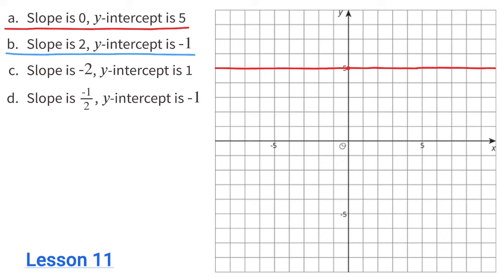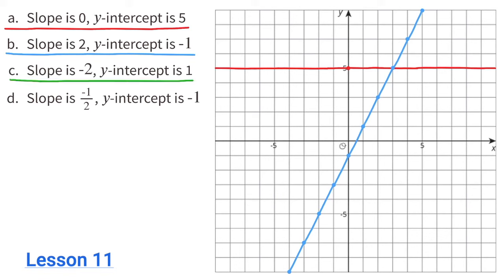B. Slope is 2, y-intercept is -1. Again, I'll start by plotting the point for the y-intercept at -1 on the y-axis. Since the slope is 2, from that point, I'll count up 2 and to the right 1 and plot a point. I can continue doing this as many times as I find necessary to help me draw my line. For a slope of 2, I can also count down 2 and to the left 1. Here's a look at the line that has a y-intercept of -1 and a slope of 2.